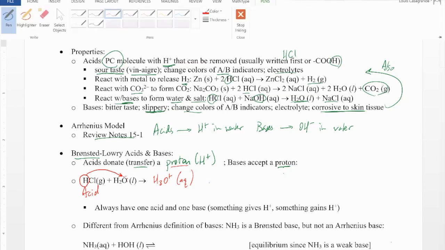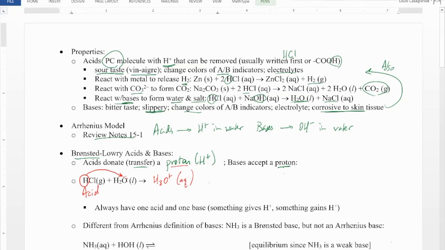At the same time, we're going to take the water. Now, water is accepting a proton here, so water is acting as a base in this reaction. And when the hydrogen ion comes off of the HCl, it leaves behind the chloride ion. And again, we'll talk about its role in a few minutes.